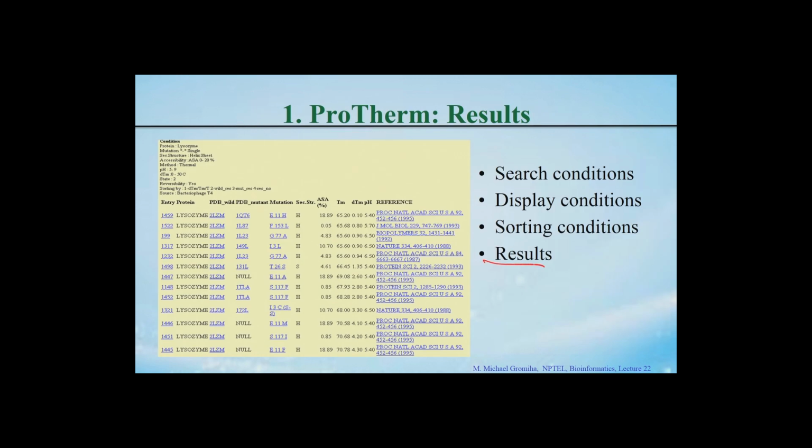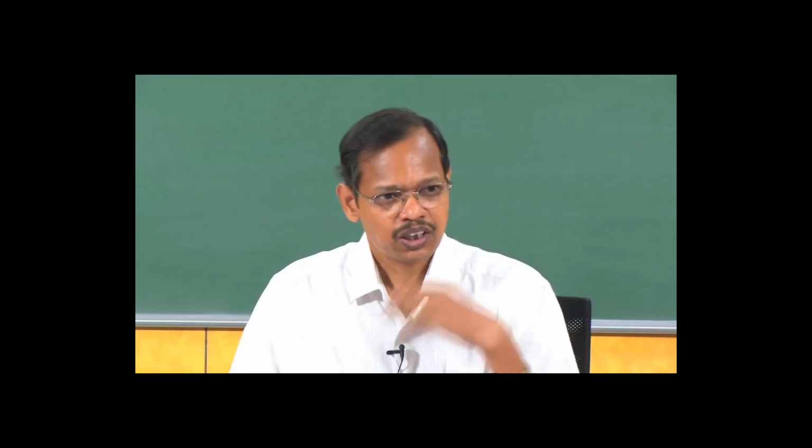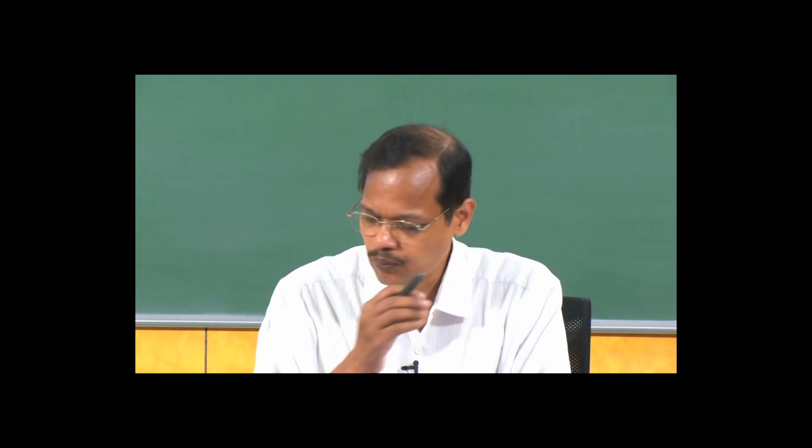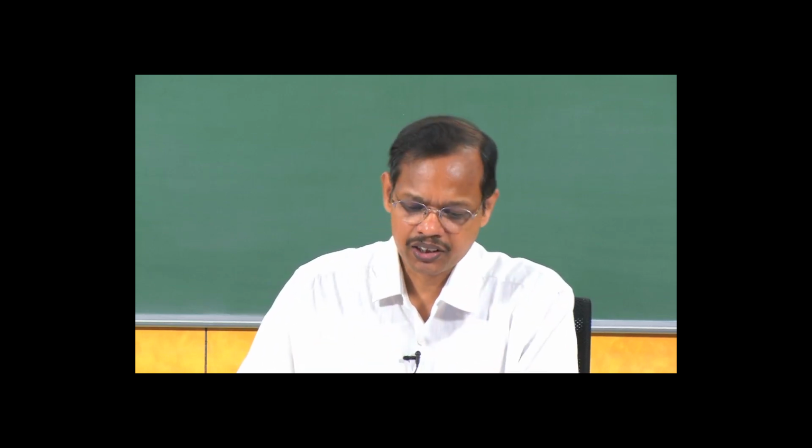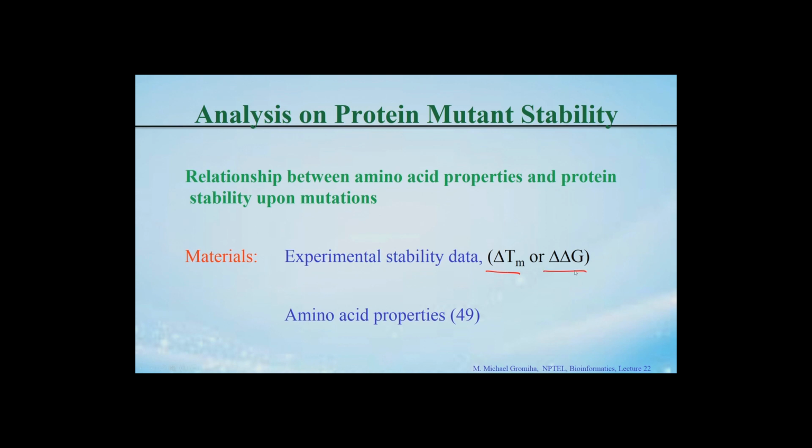Once we get the results, you can download the data and utilize it to understand the factors which can stabilize or destabilize a particular protein. So, how do we estimate the contribution of different properties, which property can relate to stability? ProTherm gives you experimental data, either delta Tm or delta delta G. Delta Tm is the change in transition temperature, the melting temperature, and delta delta G is the free energy change. So, delta delta G is equal to delta G mutant minus delta G wild.